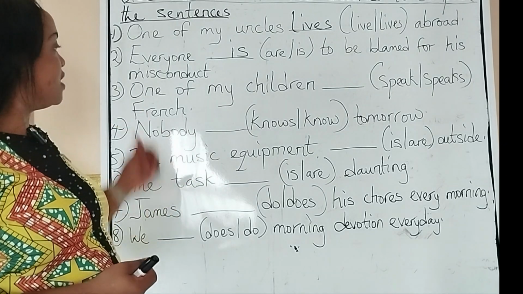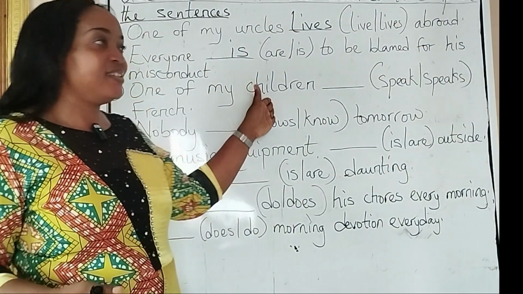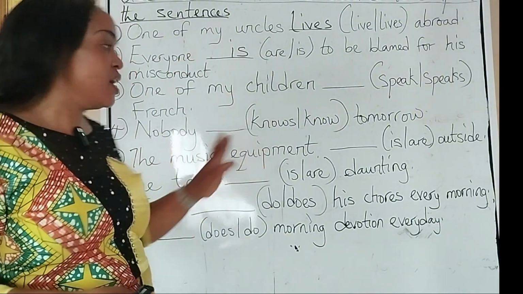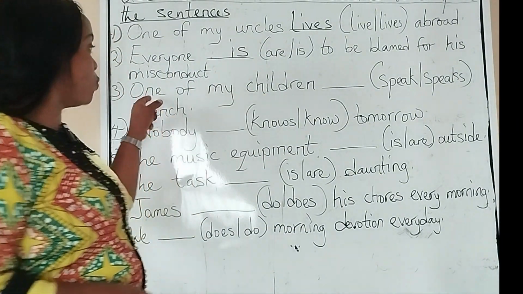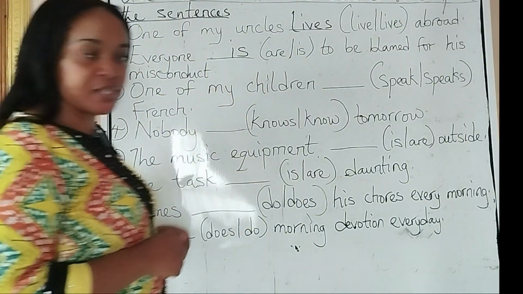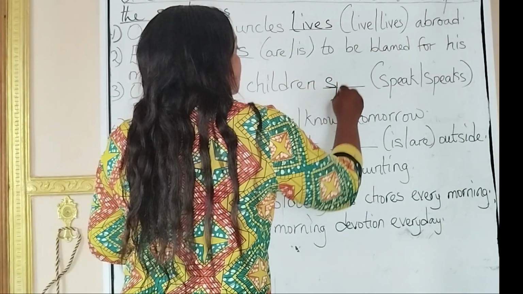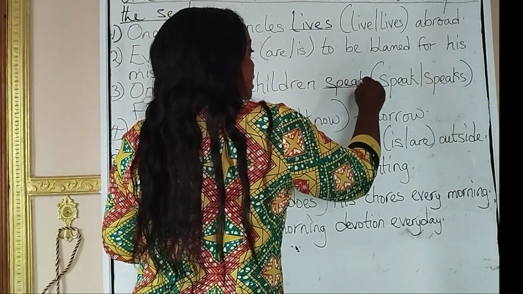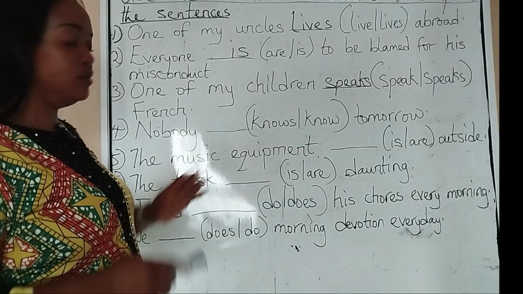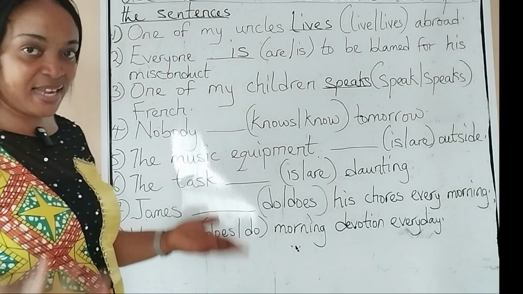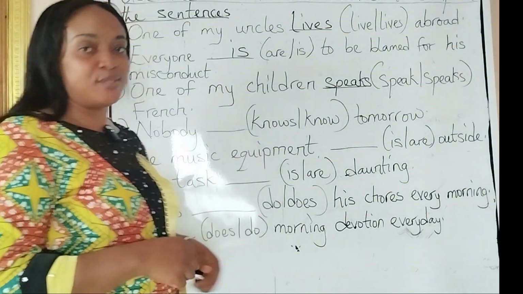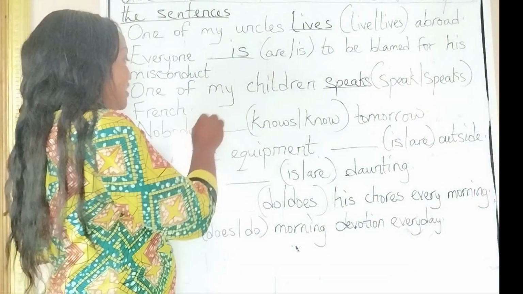Think about it. One of my children, similar to what we did here. One of my children. You're not working with the children, you're working with one out of the many children you have. So, what do we say? Speaks. You add S. Okay. Nobody. Remember? Indefinite pronoun. No one, nobody, somebody. Knows tomorrow. I hope you got it right. Knows.